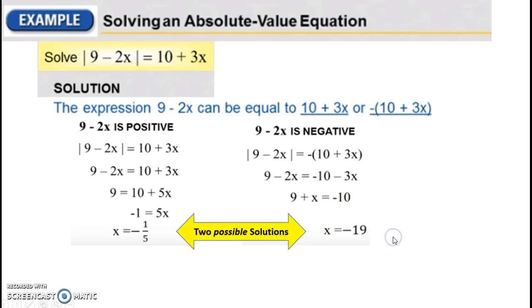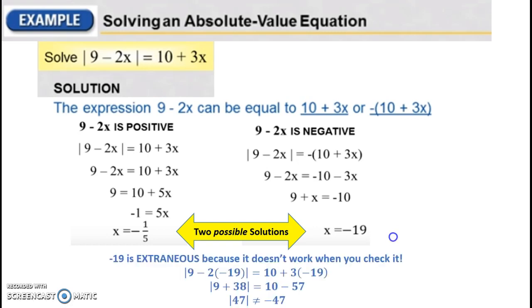Now, the last step is very important because now we have two possible solutions, but we need to check them to make sure that they both work. And so when you see here, negative 19, we call that an extraneous solution because it does not work when you check it. This is what we would get.